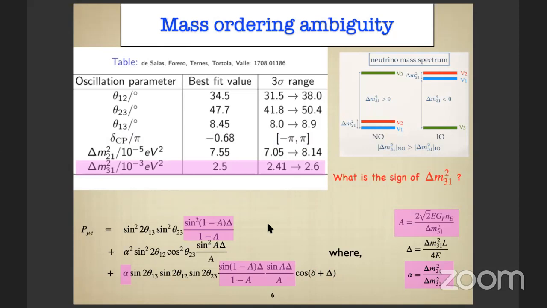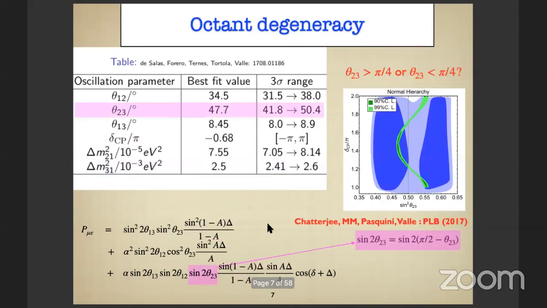Finally, we have another undetermined parameter, which is theta 2,3, rather the octant of theta 2,3. That means whether the value of theta 2,3 is lying in the higher octant, that is greater than pi by 4, or it can also be the case that theta 2,3 is lying in the lower octant, that means less than pi by 4.